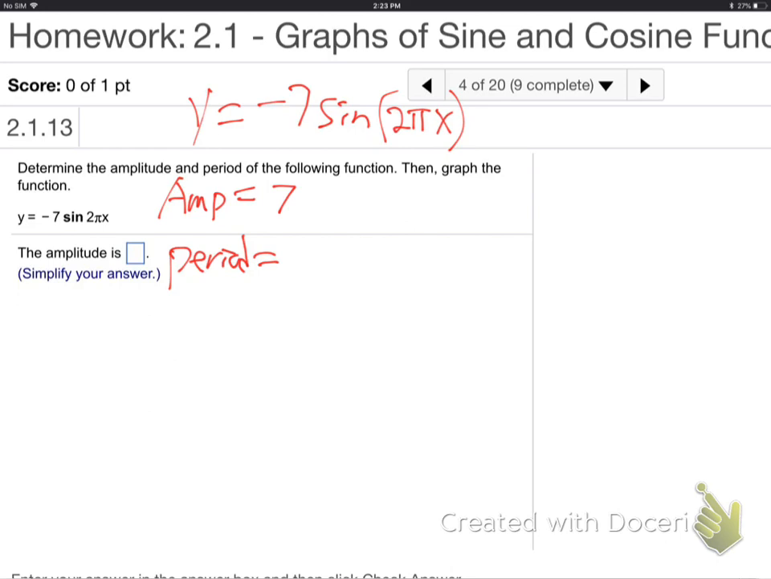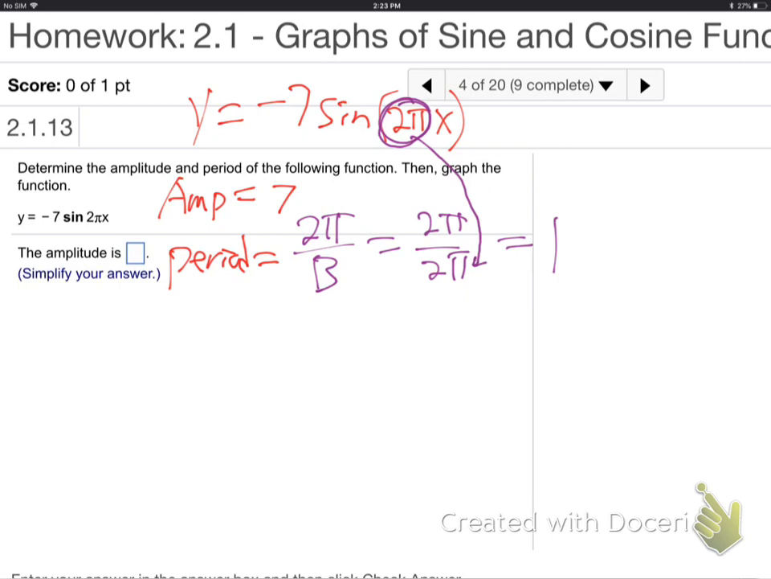What's the period coming out to be? Pi. Isn't it 1? Period is 2 pi over b, right? That's what the formula is. Period's 2 pi over b. What's b? It's whatever's multiplied next to x, which is 2 pi. So the period is 2 pi over 2 pi, which is 1. We good?